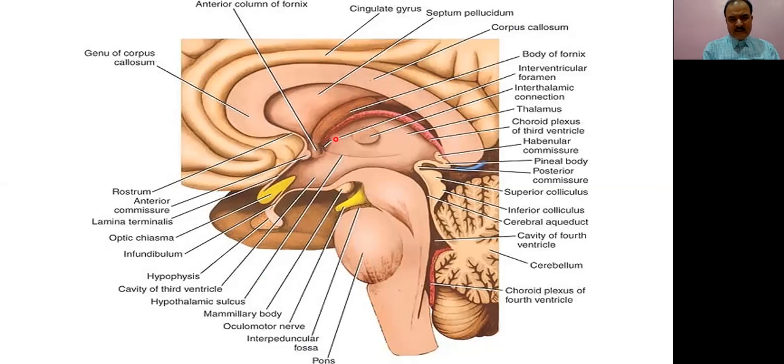So this is again the sagittal section of the brain, showing different structures. The cerebrum. This part here is the diencephalon. Here is the midbrain. This is the pons and this is the medulla.